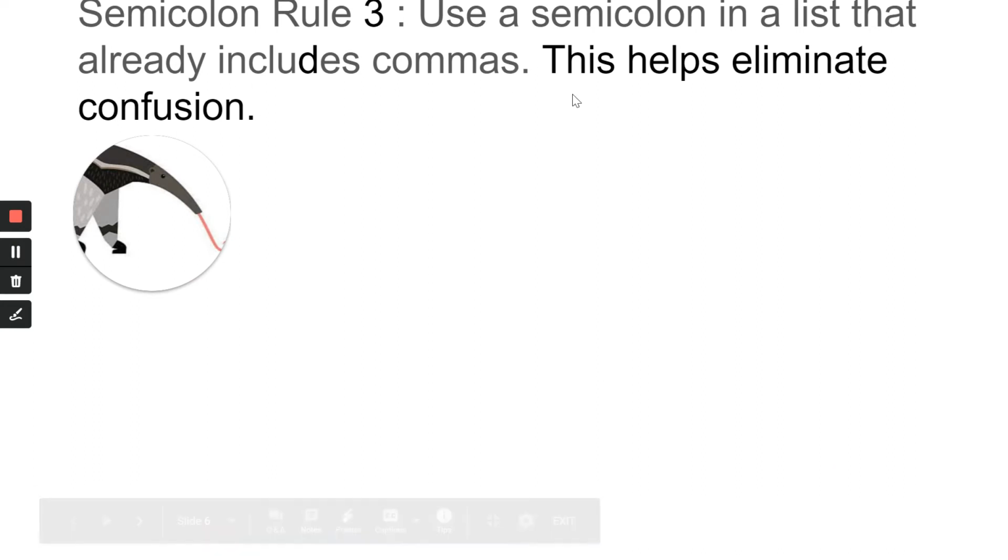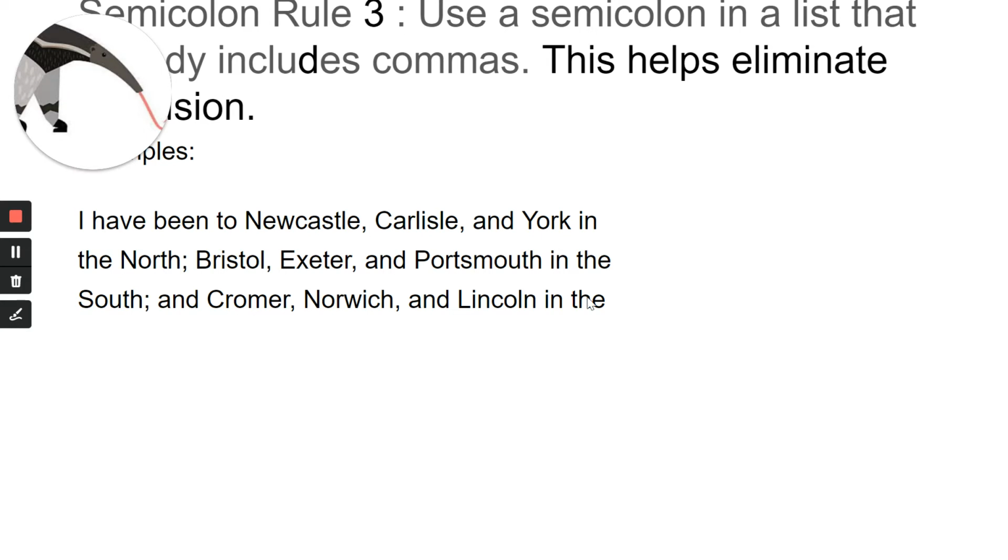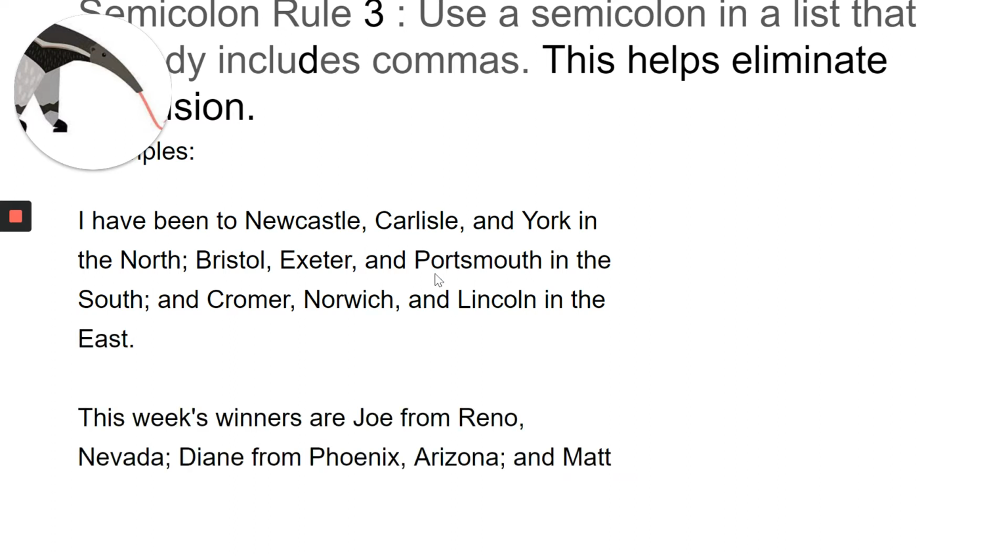Semicolon in a list that already includes commas: this helps eliminate confusion. I've been to Newcastle, Carlisle, and New York in the north; Bristol, Exeter, and Portsmouth in the south. Okay, so our list already contains commas. So we're using the semicolon to separate the places we've been in the north and the places we've been in the south. Everything separated with a comma is like a subcategory within our bigger categories, north and south, or north and east, sorry.